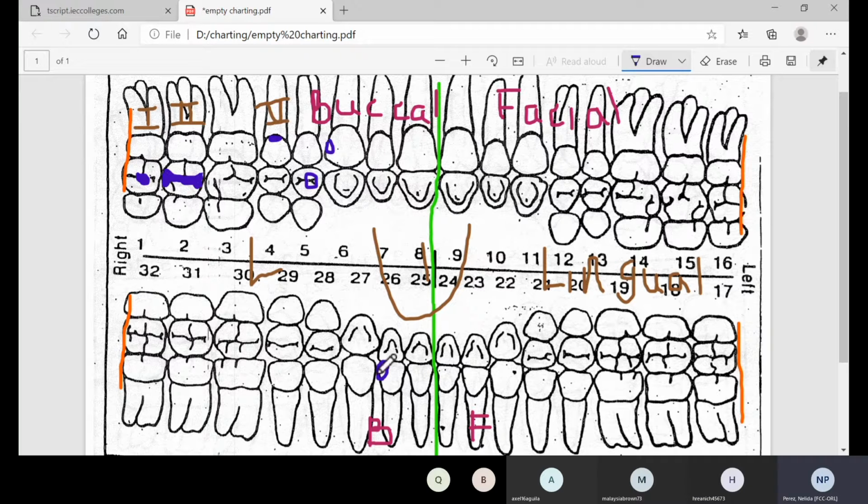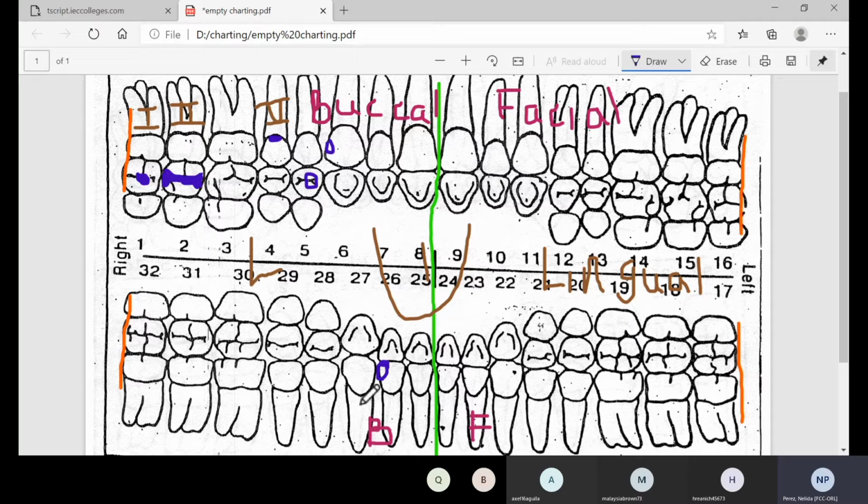It's not colored in. So what kind of filling is it? Composite. Good, composite. So this is a DI. Some people might call this a DIF because it's on the facial side. So you could write DI if you had DI or DIF. Okay. And it is a composite filling. This is the surface away from the midline. Okay, away from the midline.